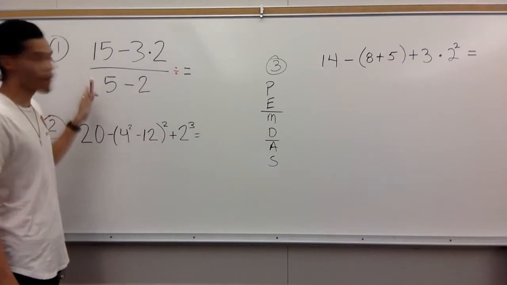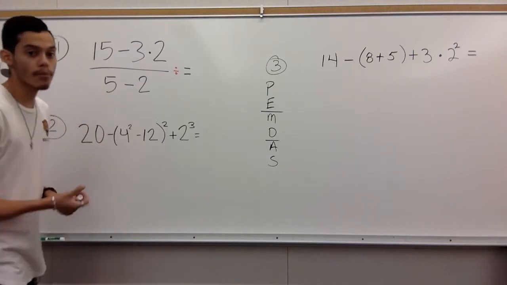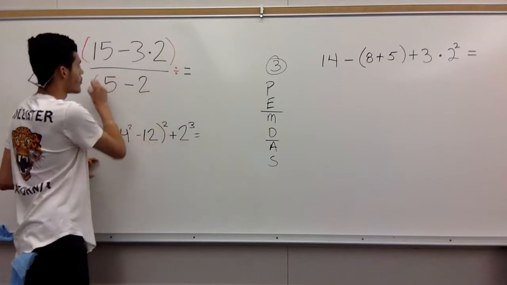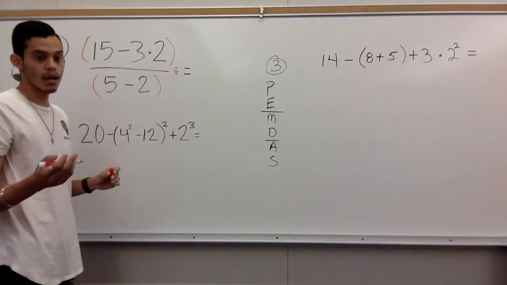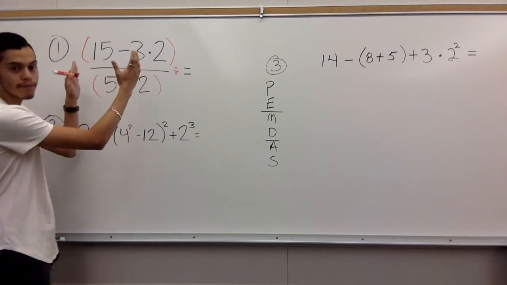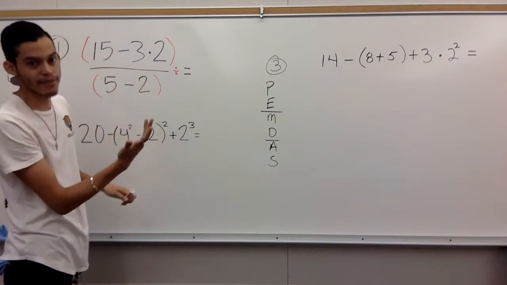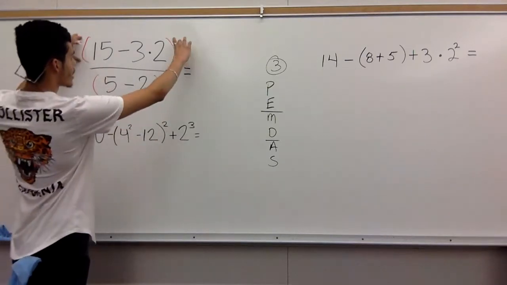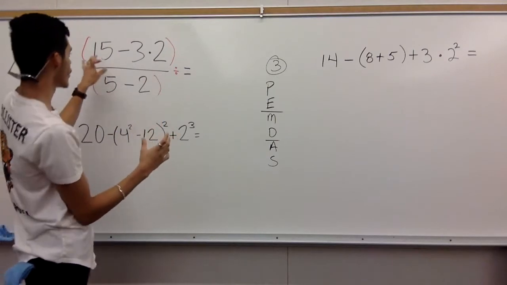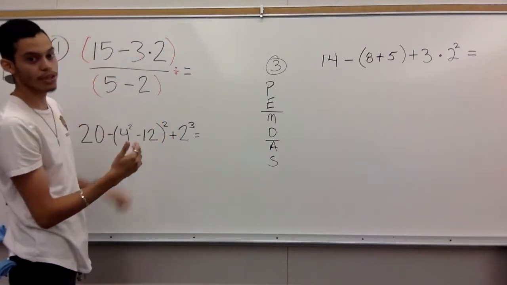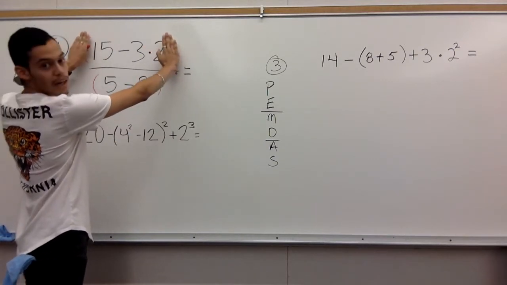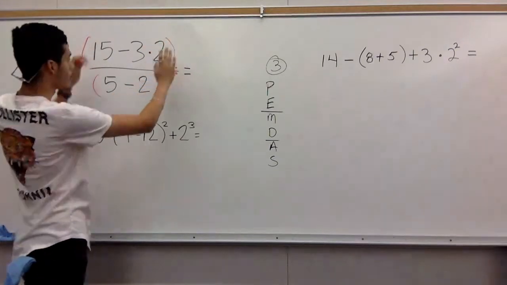In many ways, this is exactly like an order of operations problem if we put parentheses on the top and on the bottom. So you do the top first, and then you do the bottom first, and then you divide at the very end. We're going to treat the top side as its own little PEMDAS problem. You have 15 minus 3 times 2. There are no parentheses on the top.